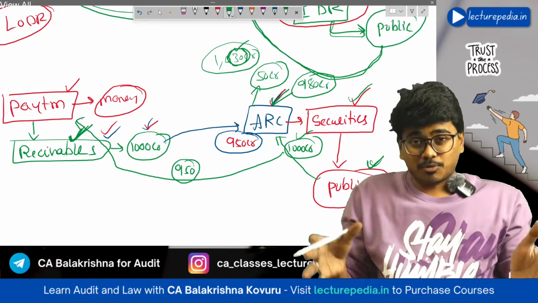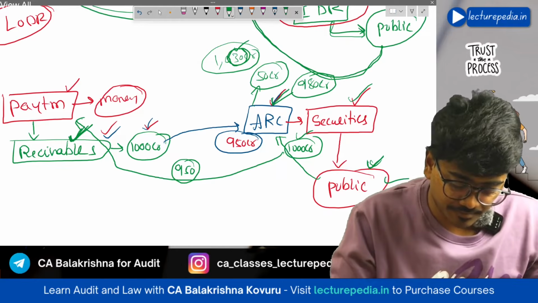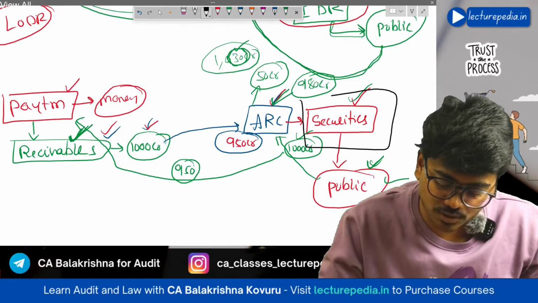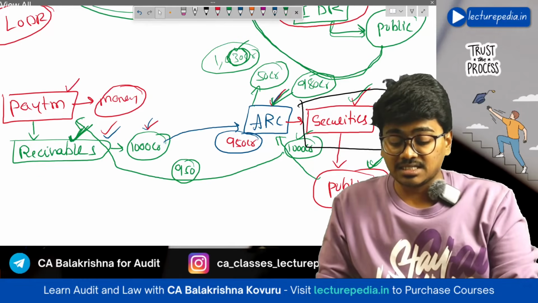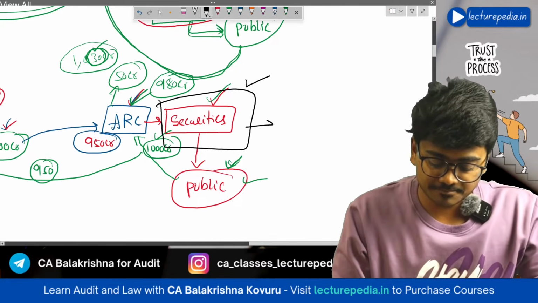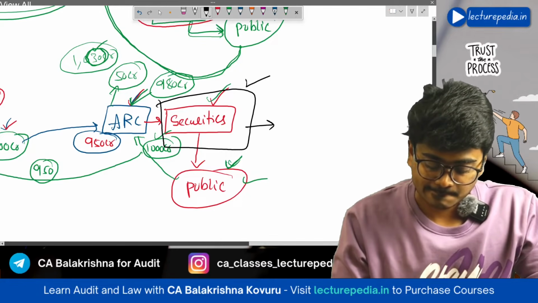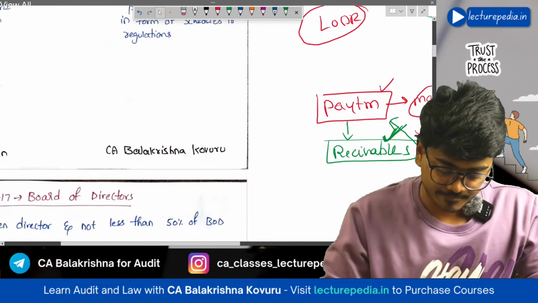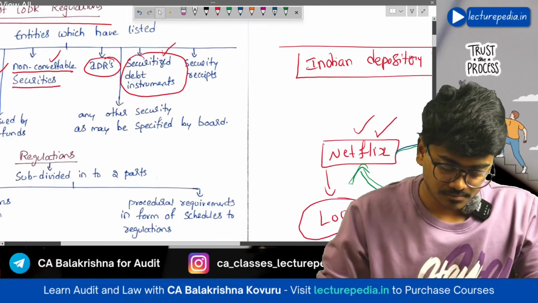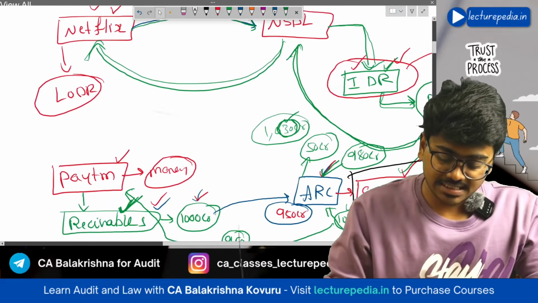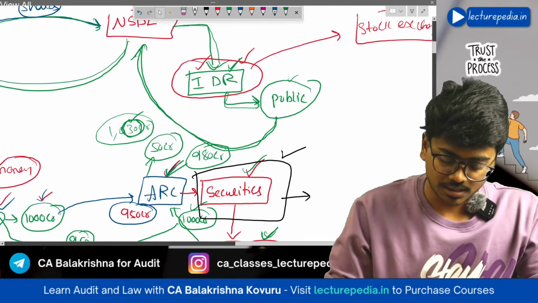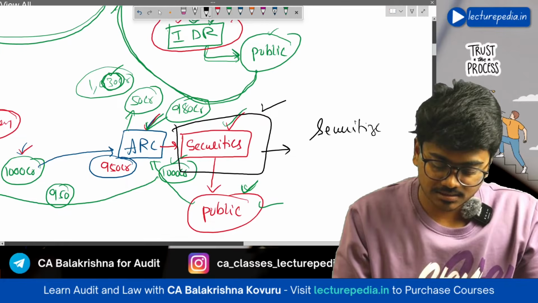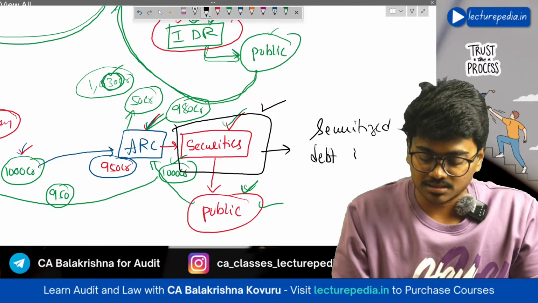Okay, now in this process, what has happened? Securities, a certain type of securities got generated. These securities will be known as securitized debt instruments.